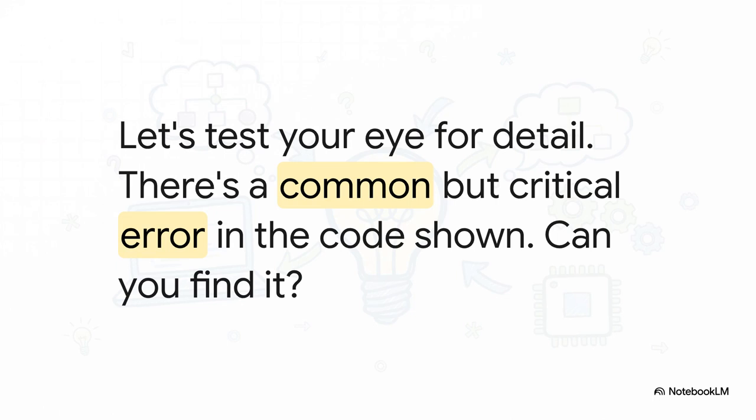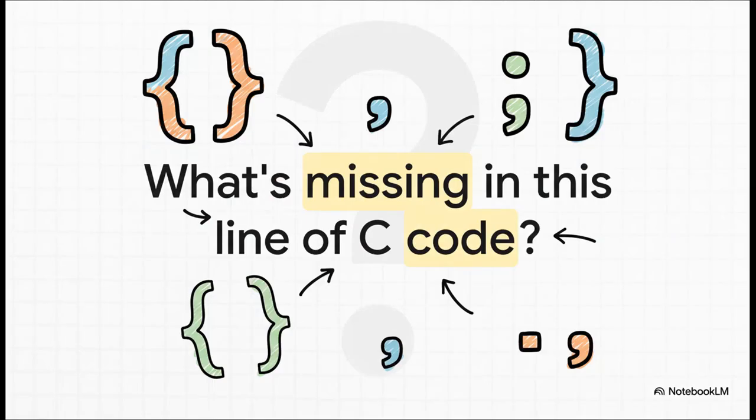All right, time for a little pop quiz. I'm going to show you a tiny bit of code on the next slide. There's one small but absolutely critical error in it. Let's see if you can spot it. Take a look. What's missing here? I'll give you a second. Think about the punctuation of C. It's probably the most common mistake every new programmer makes, literally everyone.